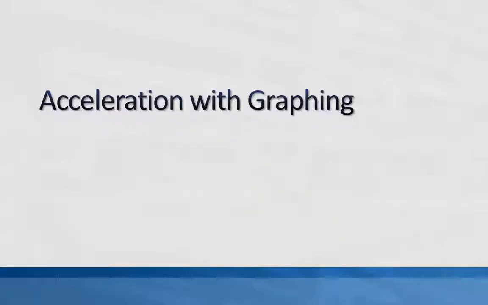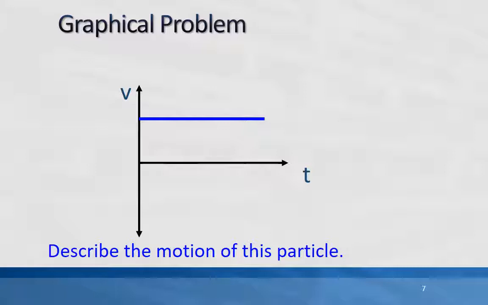Looking at acceleration with graphing is also very important. And as we track motion and understand motion of different objects, it's important to be able to interpret the graphs to be able to come to conclusions about data. Okay, so now let's take a look at this situation with the graph.